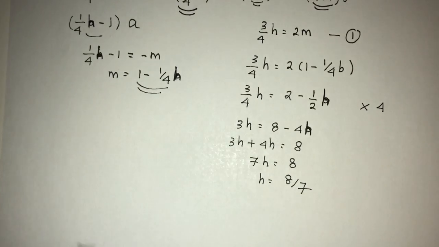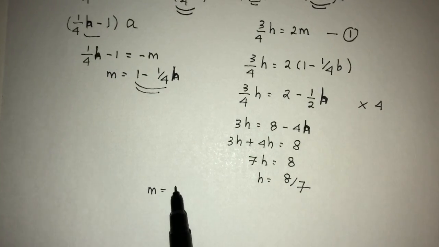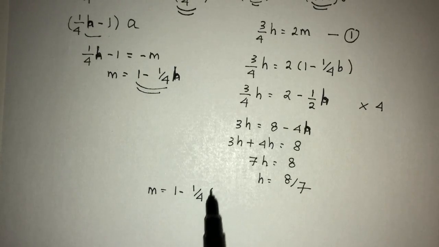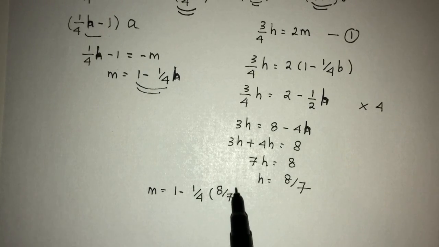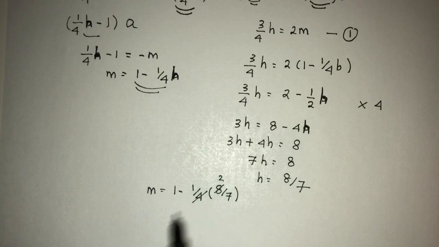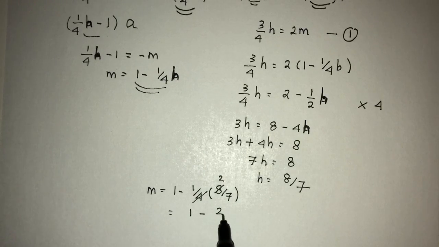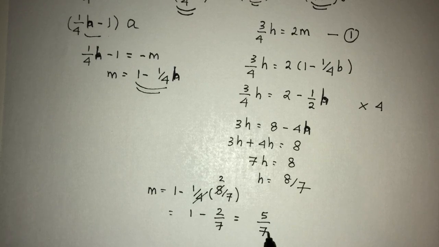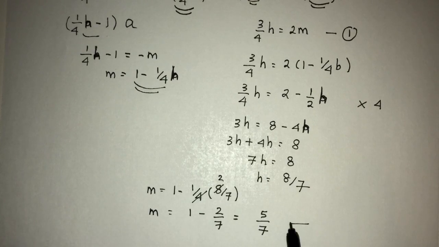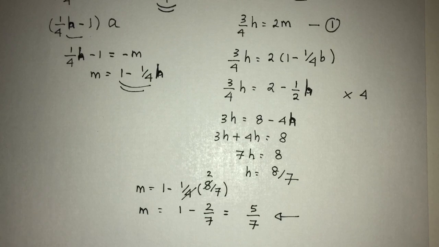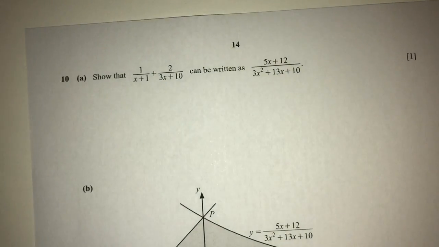Now going back to this one, M has to be 1 minus 1 over 4 times 8 over 7. That will be 1 minus 2 over 7. That will be 5 over 7. Okay, that will be part D of the question for the values of M and H. That will be question number 9. Okay, so let's move on to question number 10.